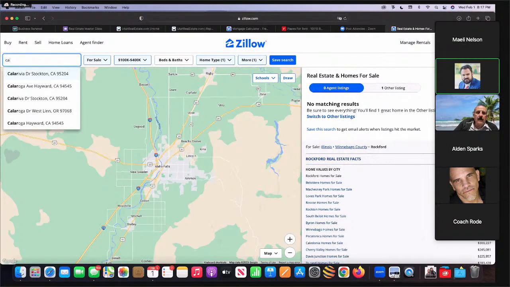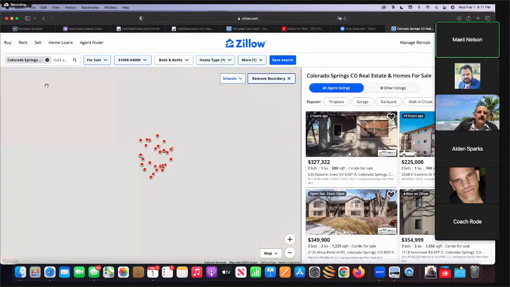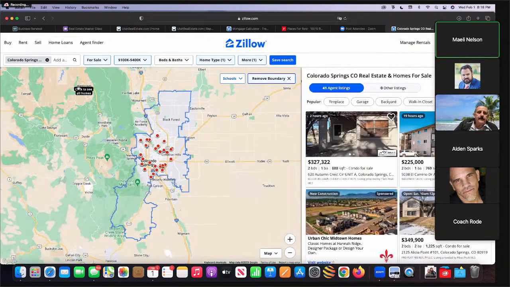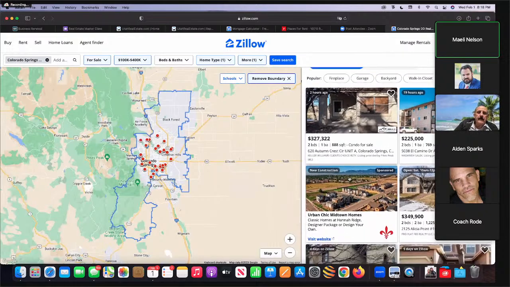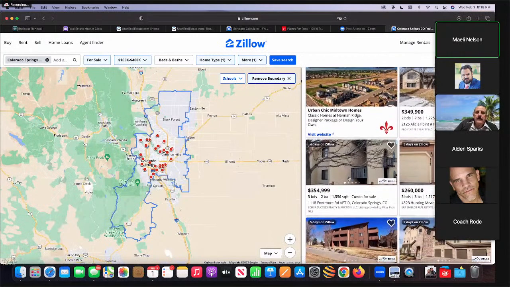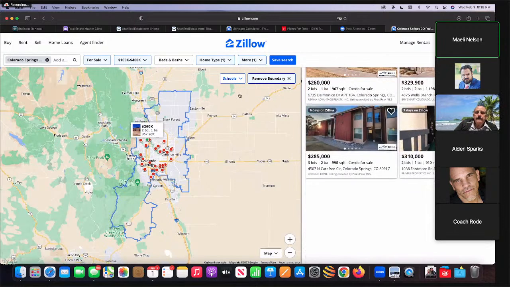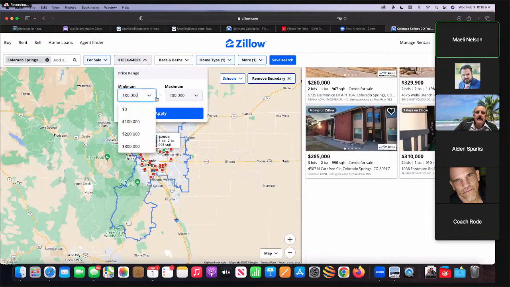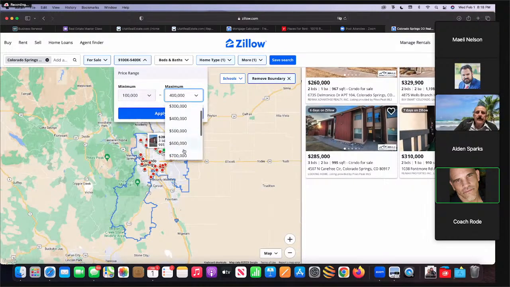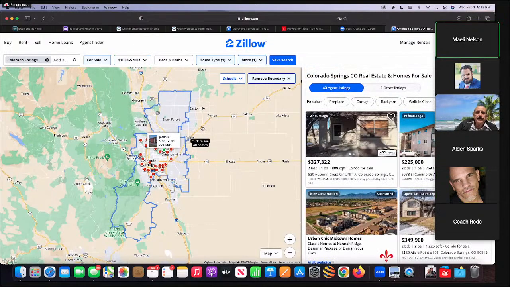Colo. Right there, the second one. Colorado Springs. Okay, not very much. Interesting. Colorado. They're going like crazy right now. Oh, it's because I put this so low. I'm like, the west, the east side is pretty big. Yeah.